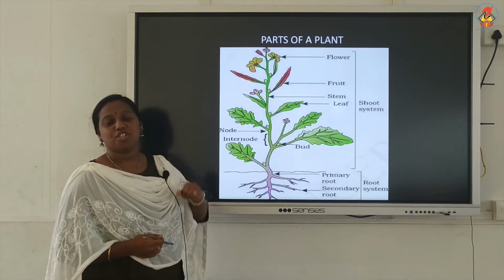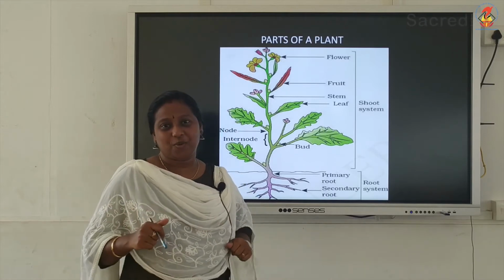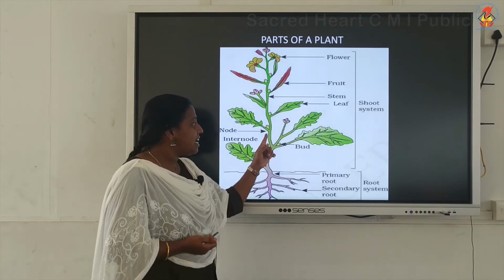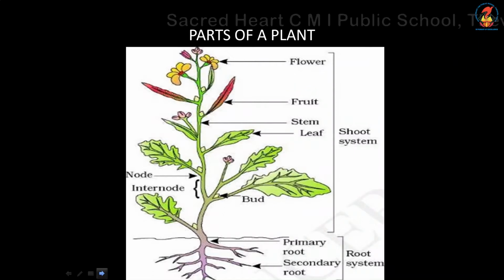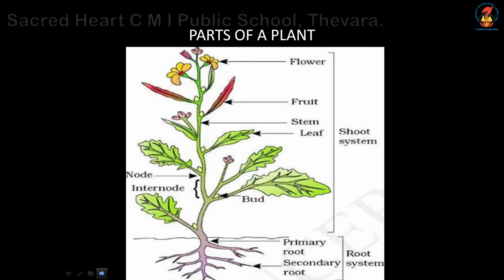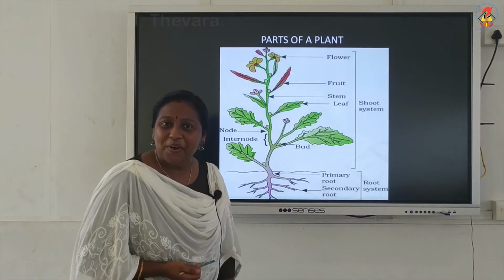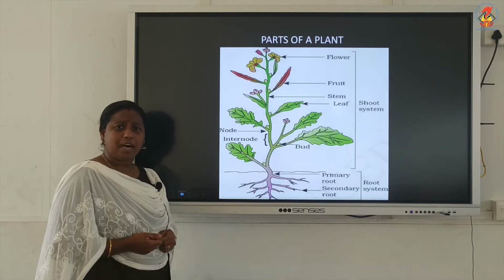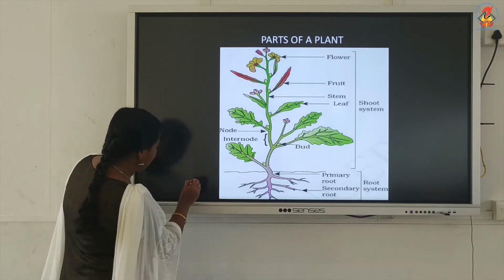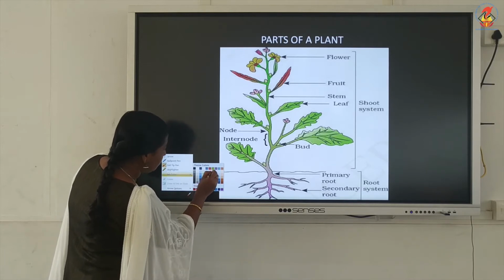Okay, now coming to the shoot system in detail. All other parts of a plant are seen on the shoot system only. Okay, now we will see which are the different parts. See, the shoot system consists of stem, its branches, then the leaves will be there, flowers, fruits, buds, everything will be there on the shoot system. Okay, now other than these parts, you can see special areas on shoots. Just observe this diagram. You can see special areas where the leaf arises. Just look into that diagram once more carefully.